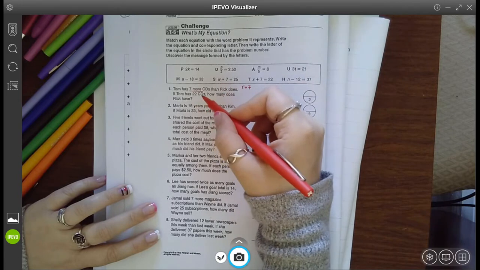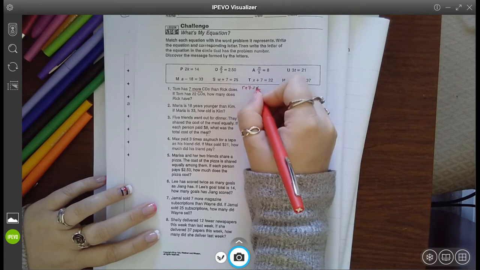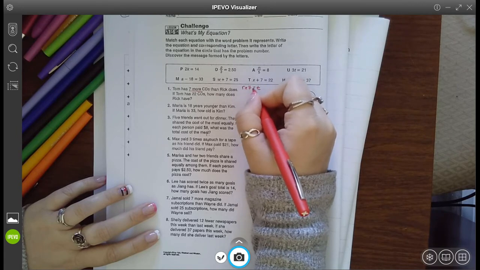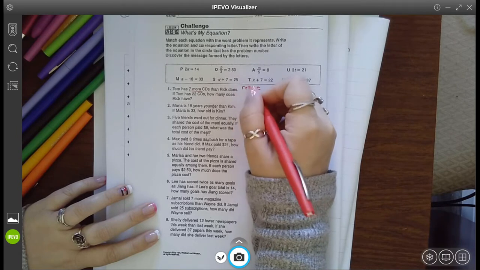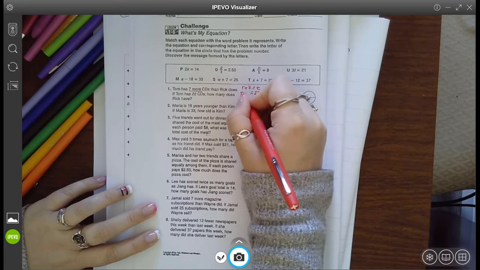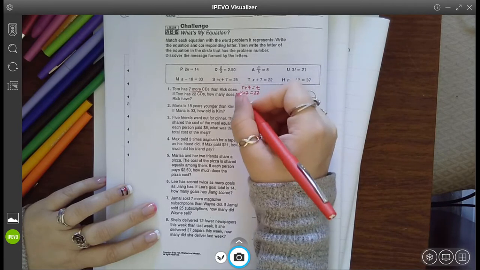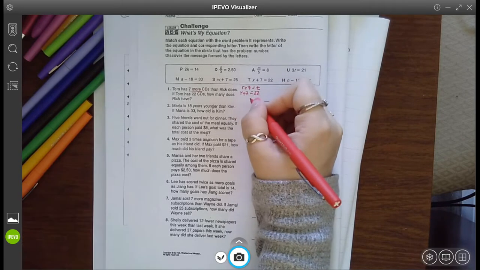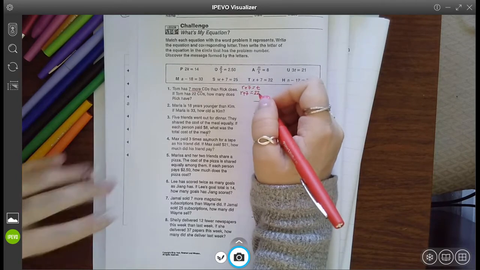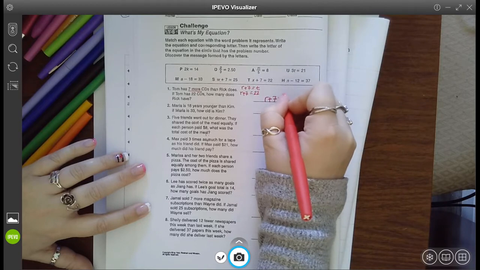And if Tom has 22 CDs, so this is equal to Tom, right? R, or Rick, plus 7 equals Tom. And then they tell me that Tom has 22. So let's replace the Tom with 22. And now you know R plus 7 equals 22. And they ask how many does Rick have? So if I were to eventually solve for R, that would tell me how many Rick has. So this is my equation: R plus 7 equals 22.